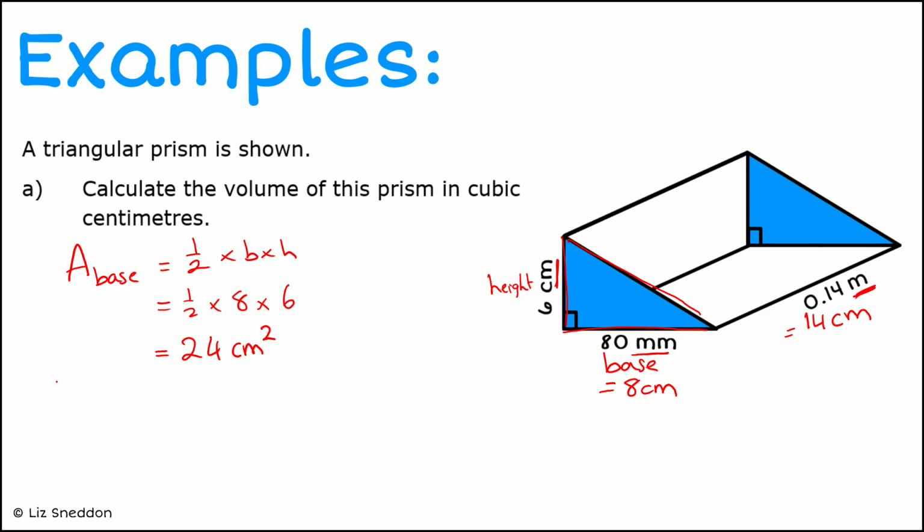Now I'm going to work out the volume, and the volume is the area of the base times the length. And so we're going to do our 24 centimeters squared times the length of 14 centimeters, and that's going to give me a volume of 336 centimeters cubed. So that's how much the volume in centimeters cubed is for this particular triangular prism.